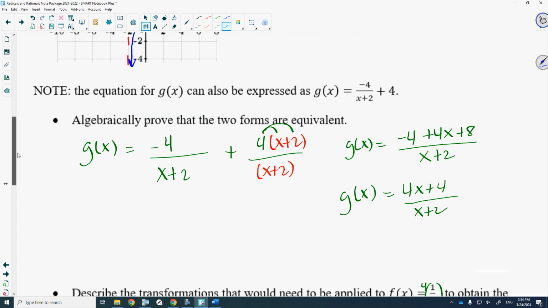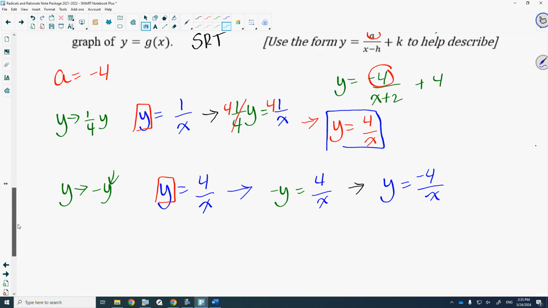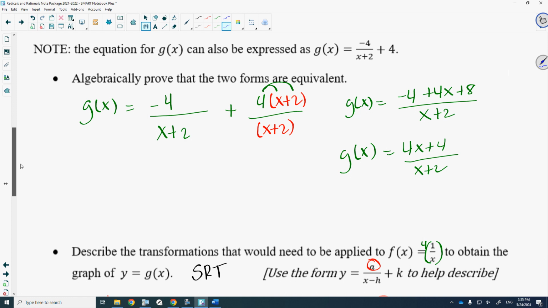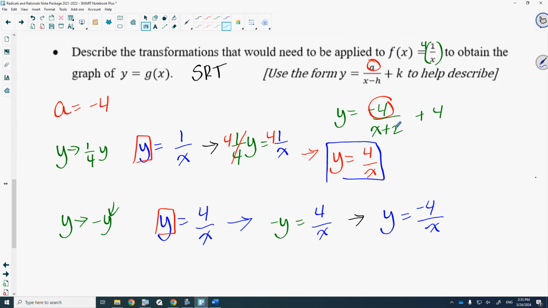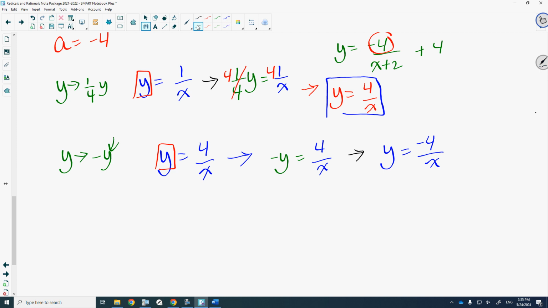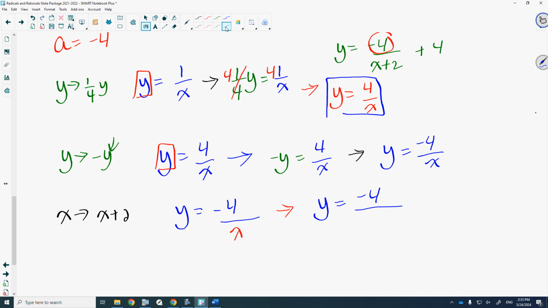Now we'll look at our two transformations. So our two transformations, we know that there's going to be an x replacement. So x, where's my original? X is going to be replaced with x plus 2. So we have y is equal to negative 4 over x, and then I'll do the replacement. Y is equal to negative 4 over x plus 2. So that's going to move our graph 2 units to the left.